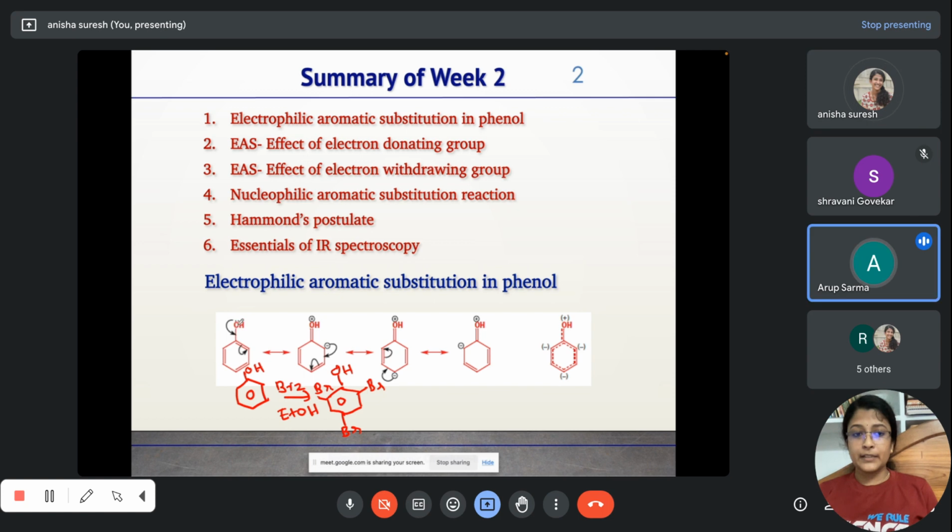When this lone pair of electrons delocalizes, this double bond will break and it can go and attack the bromine, or it can delocalize and first attack from the para position. Anything can happen. So it will brominate at three positions in the case of phenol. But in the case of benzene, bromination under normal conditions is not possible. We need a Lewis acid for the reaction to take place.